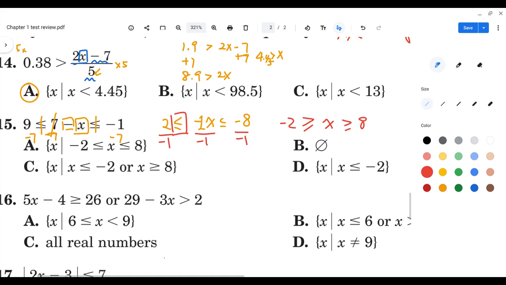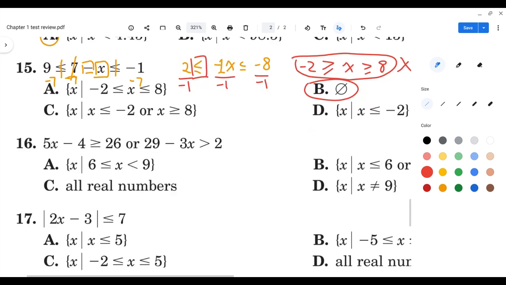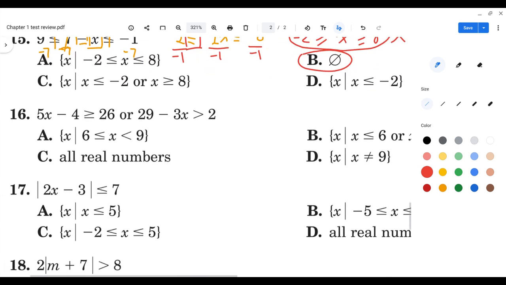Then you probably wonder, is it true? Can an x be larger than a positive 8 and also smaller than negative 2? I don't think it's possible. So the answer is B. A square, a circle with a slash, is no answer. Then number 16, you just have to solve the inequality on both sides.